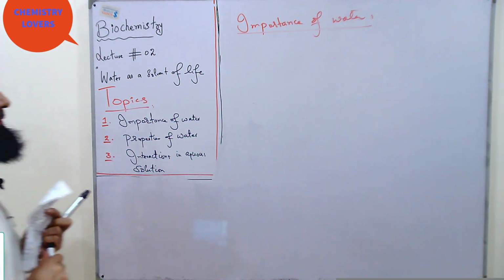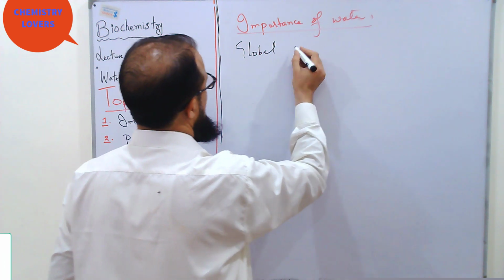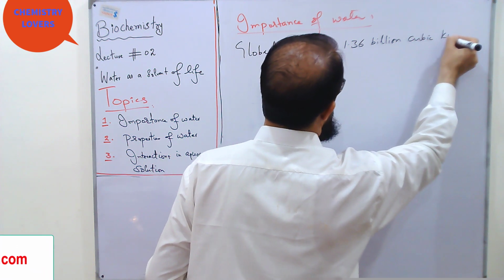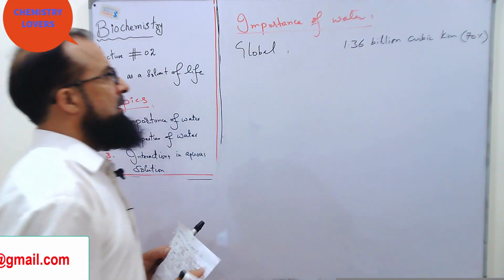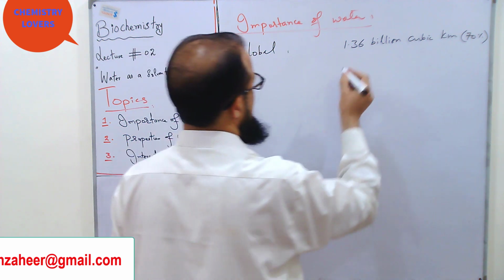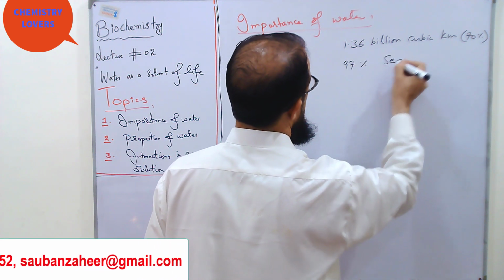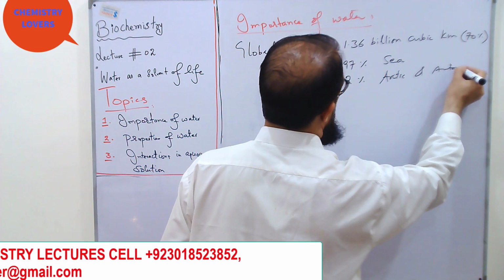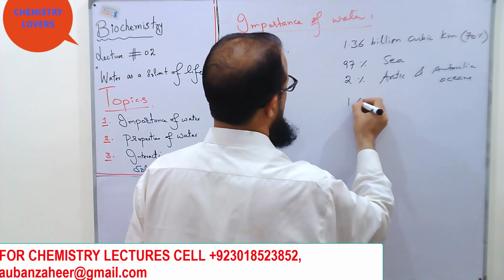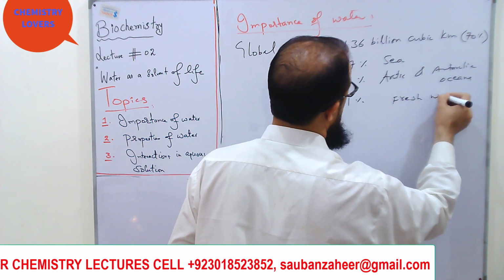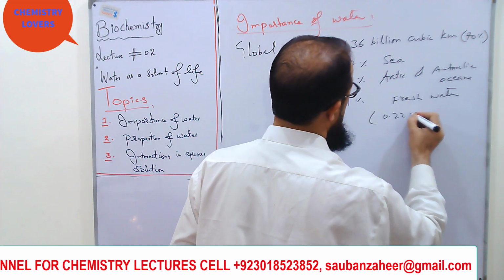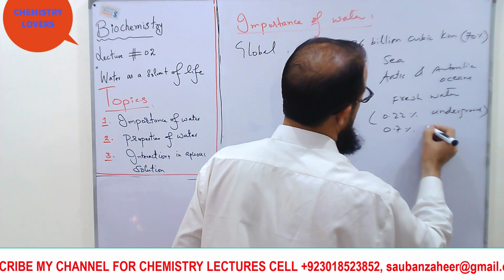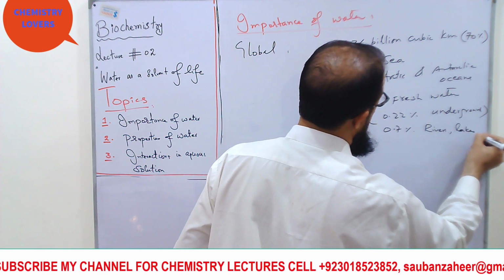On global level, we know that about 1.36 billion cubic kilometer, which makes 70% of the earth part. Out of this 70%, 97% water is present in sea, 2% water is present in Arctic and Antarctic oceans, while 1% of the water is fresh water, out of which 0.22% is underground, while 0.7% water is present in rivers, lakes, ponds, etc.